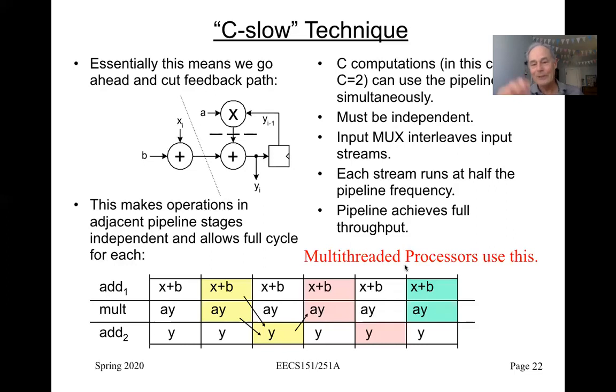It's similar to a technique that multi-threaded processors use. Modern processors, and this is something you'll learn about in 152 if you're interested, will interleave different programs or different threads in a single CPU to spread out the dependencies within a single stream and make it easier to deal with hazards. Same idea as here. Okay, so that's C-slow.